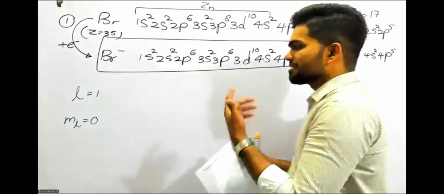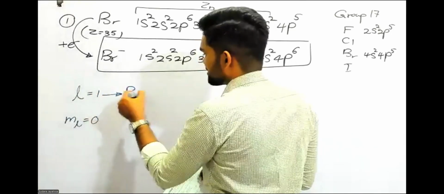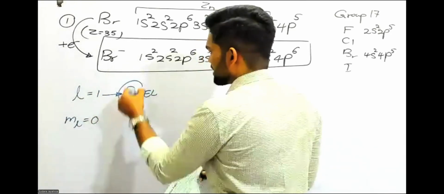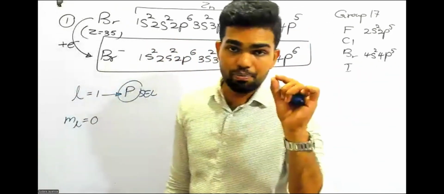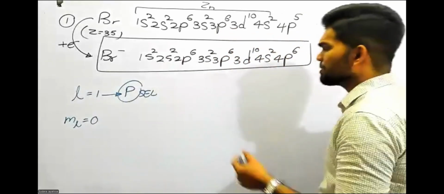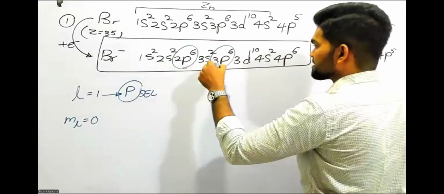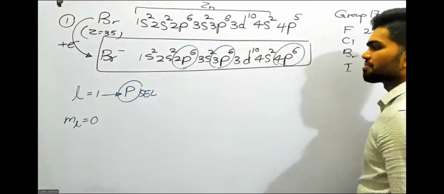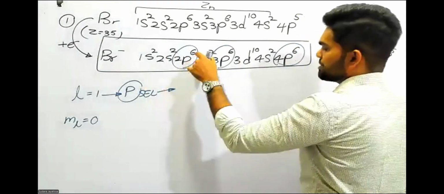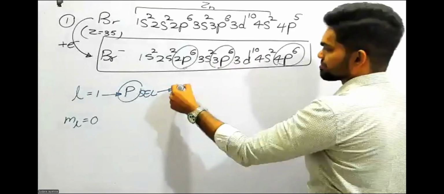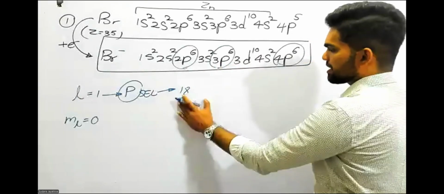L represents the sub-energy level. If it is L equals 1, then it is telling you the P sub-energy level. So we have to look for how many electrons are there in the P sub-energy levels. So now look at that. Here we have 2p6, 3p6, and then we have 4p6. So altogether we have how many electrons in P sub-energy levels? You have 6, 12, and 18. 18 total electrons are there.